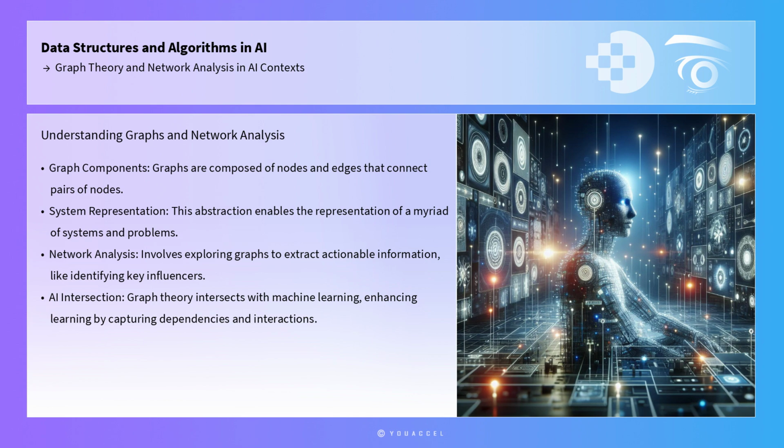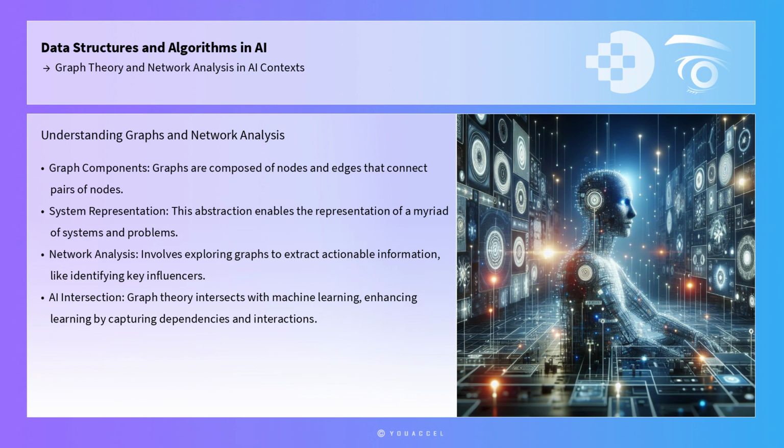Graphs are composed of nodes and edges that connect pairs of nodes. This simple yet powerful abstraction enables the representation of a myriad of systems and problems, from traversing social networks to optimizing routes in logistics. Network analysis involves the exploration of these graphs to extract actionable information, such as identifying key influencers in a social network or detecting communities within a dataset.